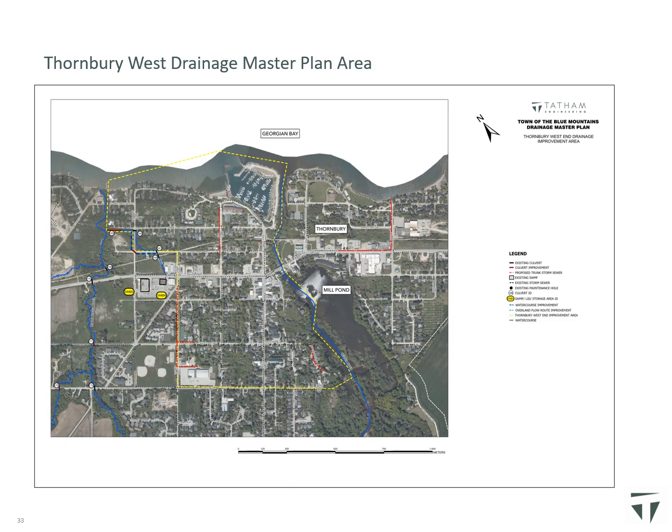Drainage improvements shown within the Thornbury West Drainage Master Plan area, outlined in yellow, were recommended as part of the Thornbury West Drainage Master Plan Municipal Class EA completed by Tatham Engineering in 2019. The drainage improvements recommended by the 2019 Municipal Class EA were reviewed as part of this Drainage Master Plan and are recommended to be implemented as described in the 2019 Municipal Class EA. Some of these recommendations have been and are currently being implemented as part of the Thornbury West reconstruction project.